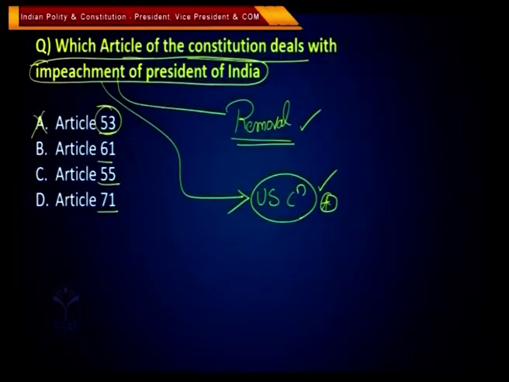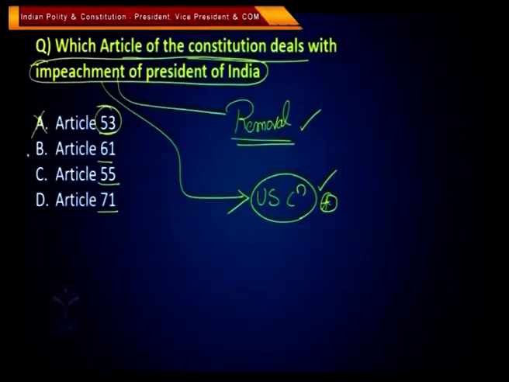Now look at the second one. Article 61 of the Constitution deals with the procedure to remove the President of India, and that procedure is called the impeachment process. So, I hope you got the answer. Article 61 talks about the impeachment procedure. Look at the next option also.